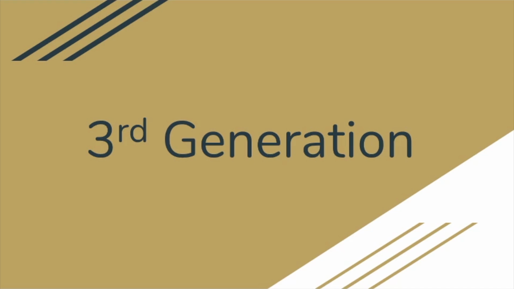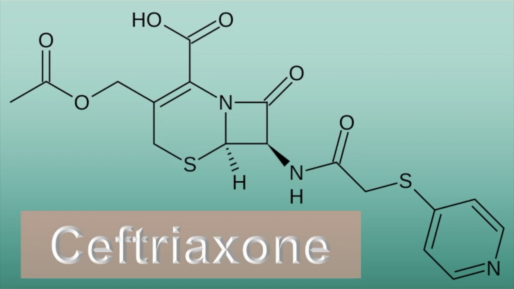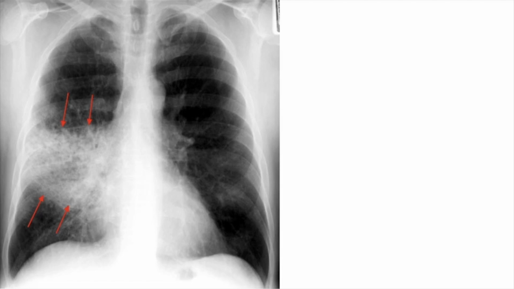So let's move on to our third generation. This is going to be Ceftriaxone. This is just a structure, and again, it has that beta-lactam ring. When you think about Ceftriaxone, remember it's going to cover MSSA, it's going to cover strep, and it's going to give you gram-negative coverage. But the two infections I really want you to remember are, one, pneumonia. This is a chest radiograph showing a middle lobe pneumonia, which is what you typically see in a bacterial pneumonia.